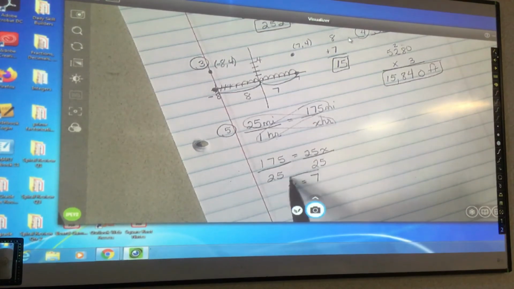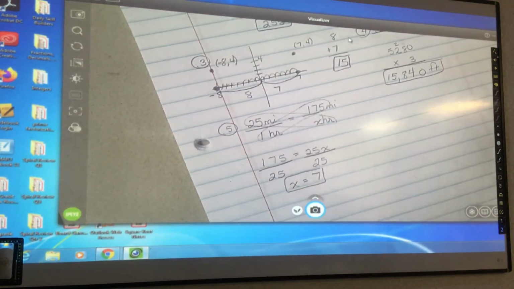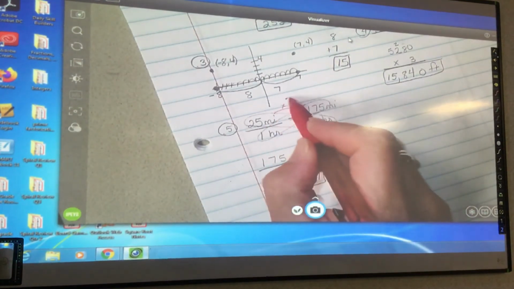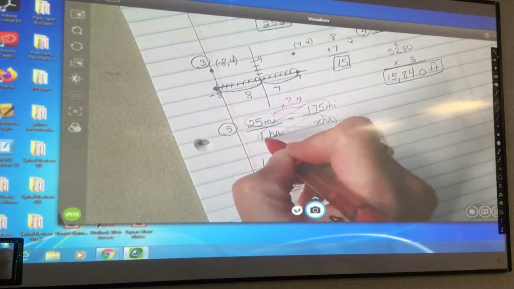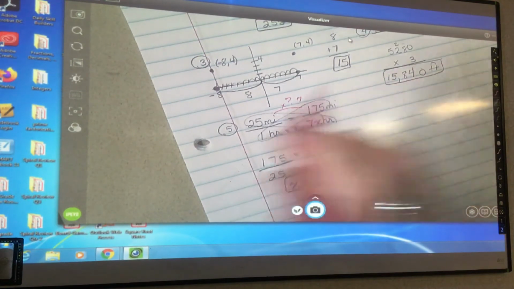So x equals 7. Another way that you could have done that is by making the equivalent fractions looking up here. 25 times what gives me 175? Well, that's 7. So 1 times 7 is 7. You get the same answer.